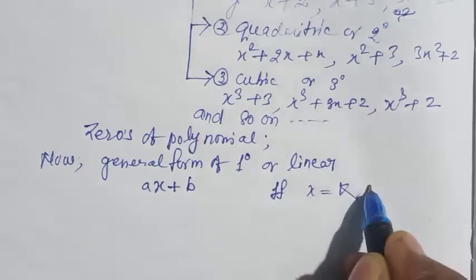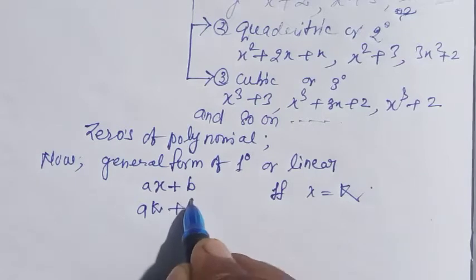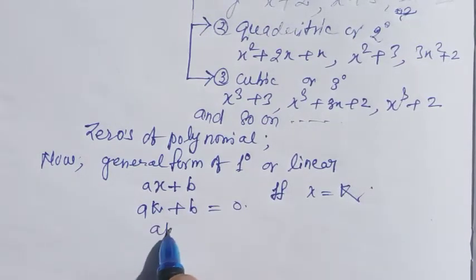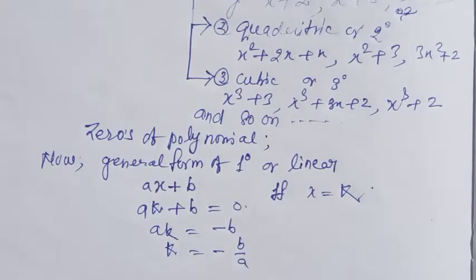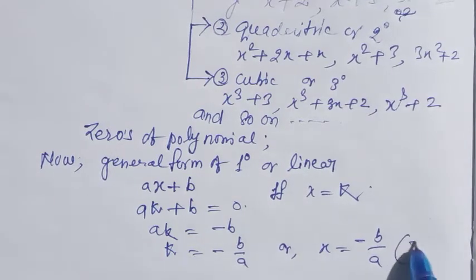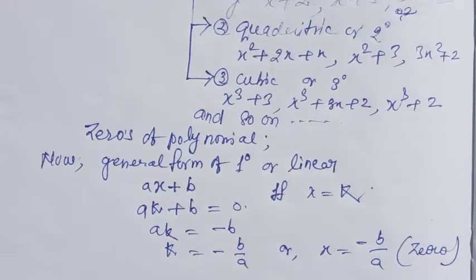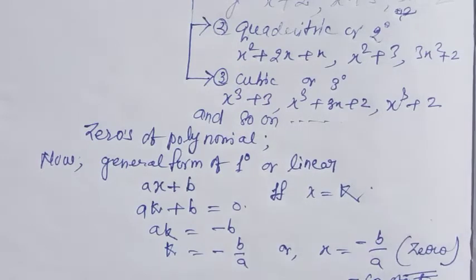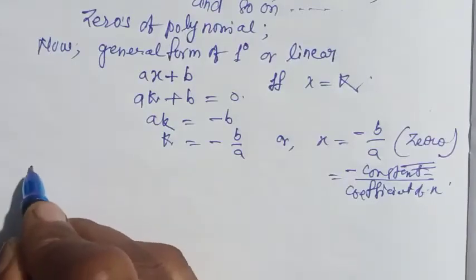If we use x equals to k, then ak plus b, if it is equal to 0, then ak equals to minus b. And what is the value of k? It is minus b by a, or we can say x equals to minus b by a. For linear, the zero is this one, only 1, minus b by a, that is minus constant by coefficient of x.